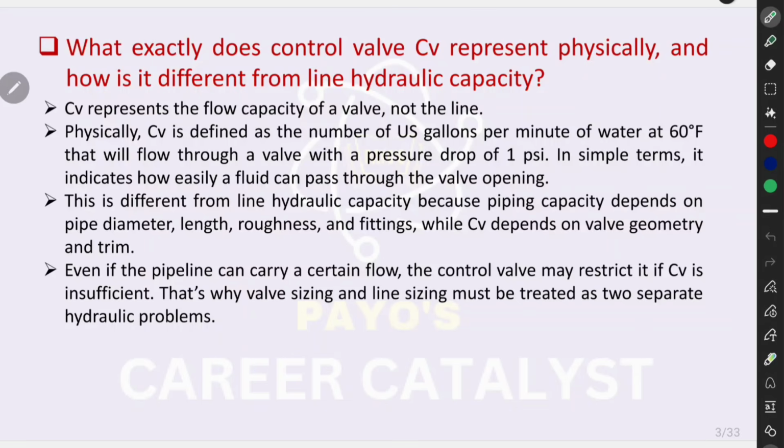This is different from line hydraulic capacity because piping capacity depends on pipe diameter, length, roughness, and fittings, while Cv depends on valve geometry and trim. Even if the pipeline can carry a certain flow, the control valve may restrict it if Cv is insufficient. That's why valve sizing and line sizing must be treated as two separate hydraulic problems.